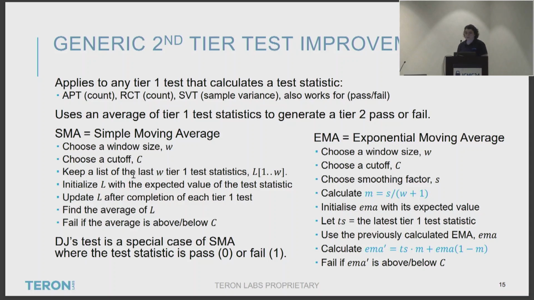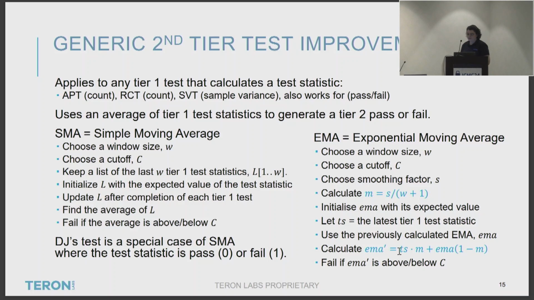And after every tier 1 test, you update your window, you overwrite one of the old values with the new value, and you take the average of all the values again, and you compare it with the cutoff. For the exponential moving average, you also choose a smoothing factor, and you calculate this multiplier using the smoothing factor and the window size. And then you calculate the exponential moving average. It is the test statistic times the multiplier, plus your previous exponential moving average times 1 minus the multiplier.